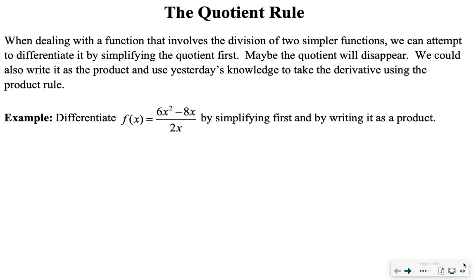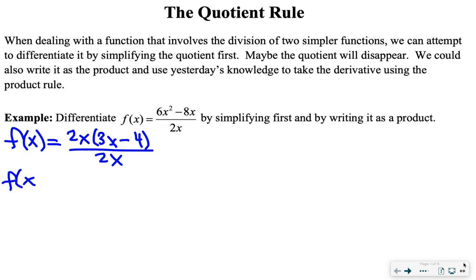So let's, for example, take a look at the function f of x equals 6x squared minus 8x over 2x and try to simplify it, and then try and take the derivative by writing it as a product and using our product rule. So if I'm taking a look at simplifying it, I notice I can factor a 2x out of the top, and I get 2x times 3x minus 4, which allows the 2x now to divide out. So I actually am just looking at a function that is like 3x minus 4.